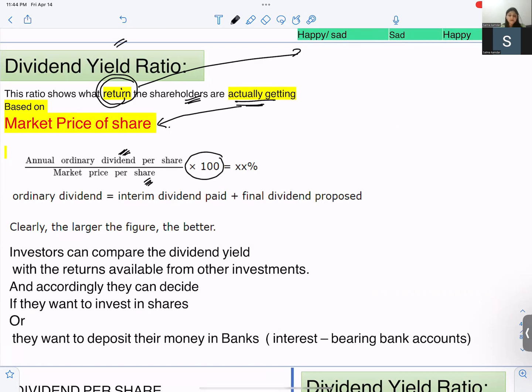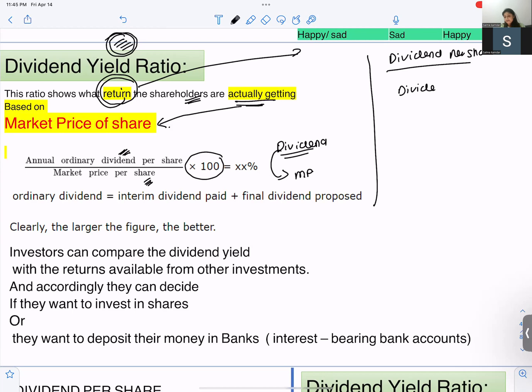The shareholders are always interested to know the dividend yield ratio, where they want to know the dividend they are getting when it is compared to the market price. What does the dividend per share tell you? Dividend per share will only tell you the dividend that you are getting. But it will not compare the dividend in terms of the money invested.